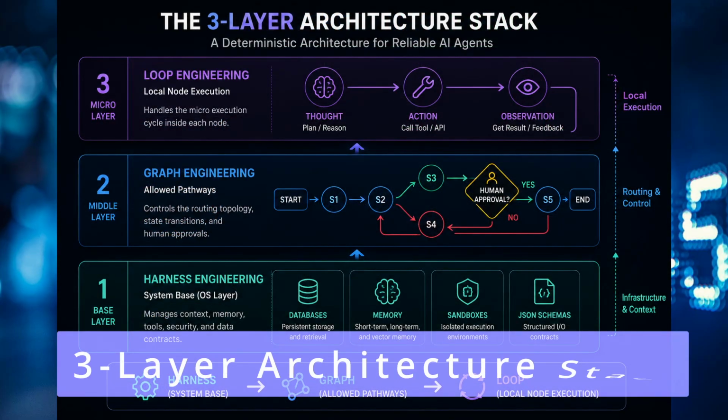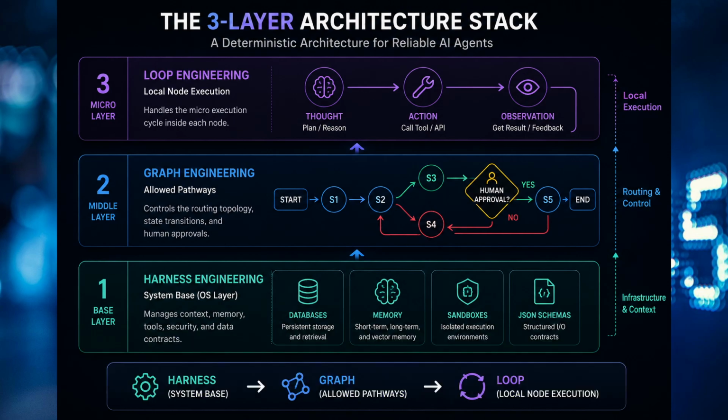To eliminate non-determinism, we split our system into three distinct layers. First, harness engineering. The operating system. It manages context injection, memory, security, and tool APIs. Second, graph engineering. The routing topology. It controls state transitions, conditional paths, and human approvals. Third, loop engineering. The local execution engine. It handles the micro layer, the thought to action to observation cycle. Together, they form a strict hierarchy. Harness provides the infrastructure, graph defines the allowed pathways, and loop executes local tasks.